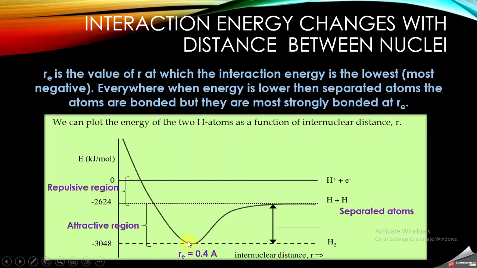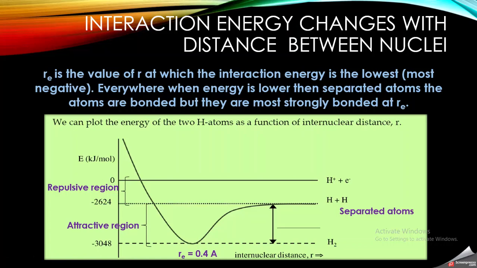And again, if the hydrogen atoms come even closer together, then the interaction energy starts increasing, and you can see here it goes upward, and it can even go beyond this zero value and become positive. So what is this point? This is the distance at which the interaction energy is minimum, or most negative, between the two hydrogen atoms. And if you calculate this distance, it will be equal to 0.4 angstrom, which is actually the bond length between two hydrogen atoms. So this is the ideal point at which the bond will be formed between two hydrogen atoms.